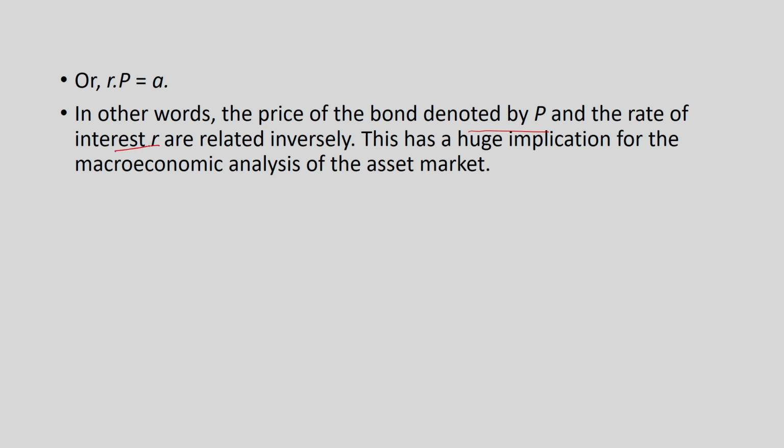In other words, the price of the bond, which is denoted by capital P, and the rate of interest r are related inversely, because small a is constant. So, if r changes, P must change in the opposite direction to keep the product at the same level. That is why I am saying capital P and r are inversely related, and this inverse relationship between P and r has a huge implication for macroeconomic analysis of the asset market. This is something dealt with in macroeconomics, where people analyze how the money market functions, how the bond market functions, etc.